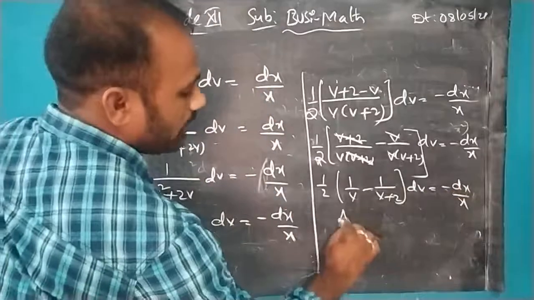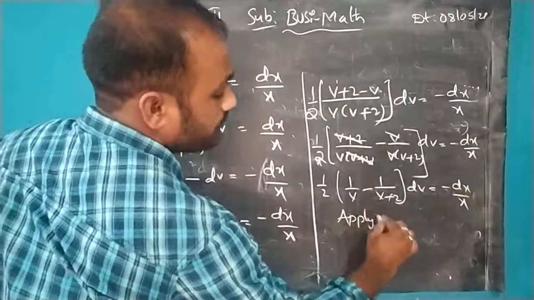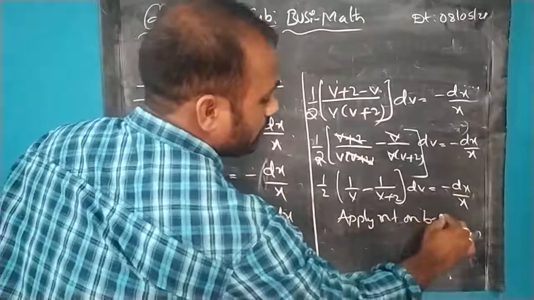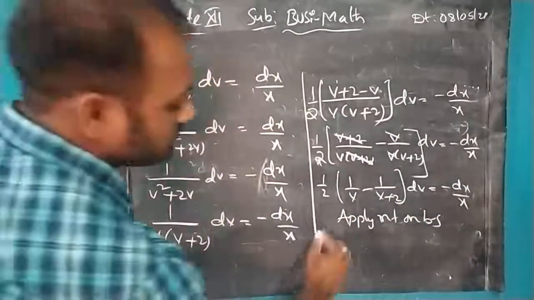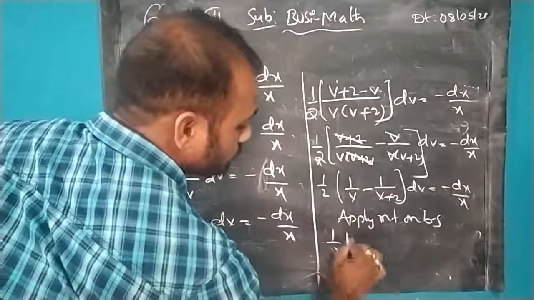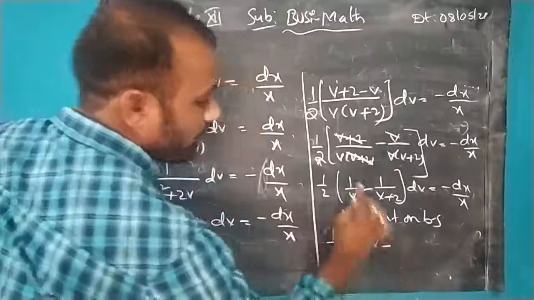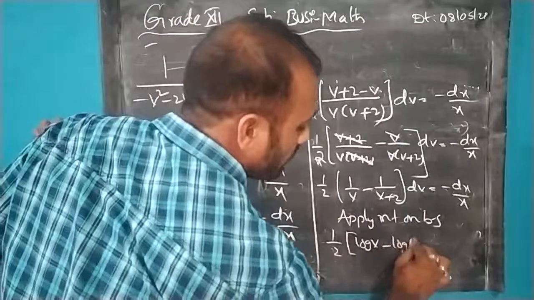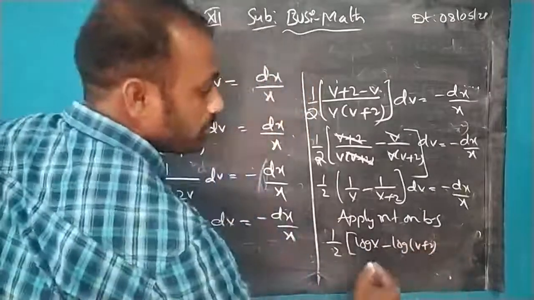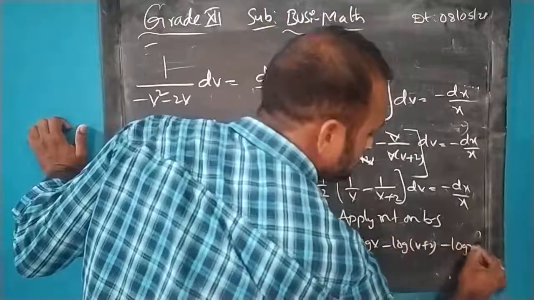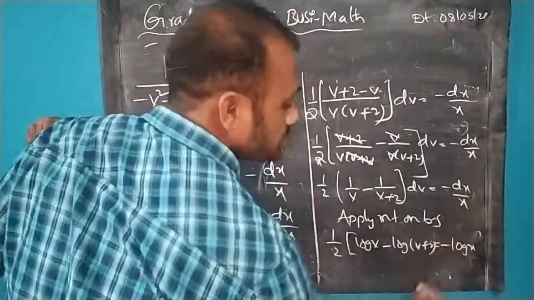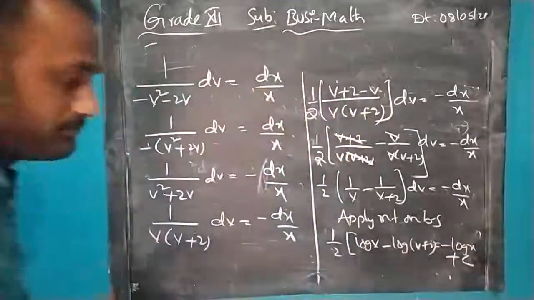Now let us apply integration on both sides. If I apply integration on both sides, it will become 1 by 2, integration of 1 by V will be log V minus log of (V plus 2), is equal to minus log x plus c.